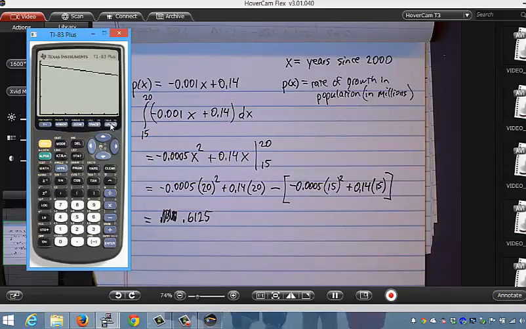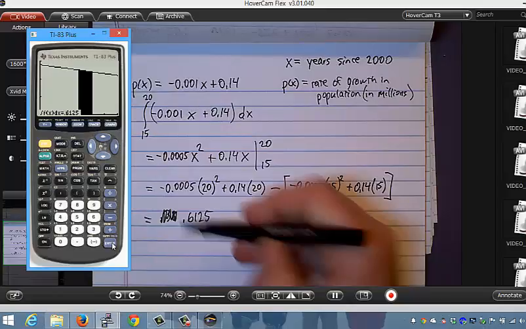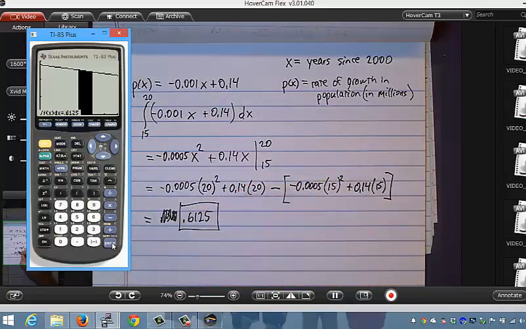There it is. And now I can do second, calculate. Choice 7 is definite integral. Lower limit, yeah, 15. That's what I want. Upper limit, I want 20. Integrating from 15 to 20. There. Less likely to make mistakes that way. 0.6125. Okay, so it's what we got here. Now we have to interpret what it means.